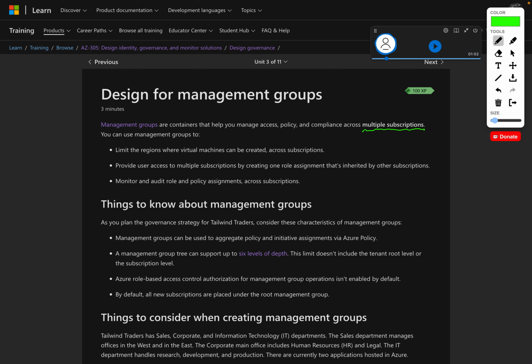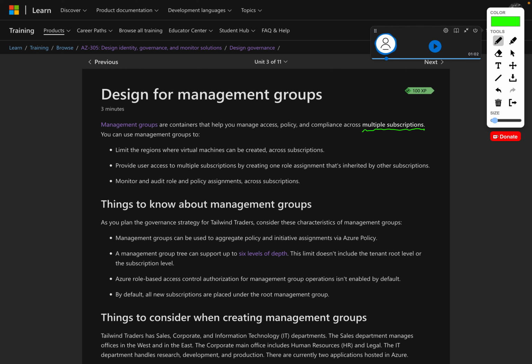So for the highest level of definition, it is trying to say that management groups are containers that help you manage access, policy, and compliance across multiple subscriptions. So all we need to know is that management groups is something that basically groups several subscriptions.